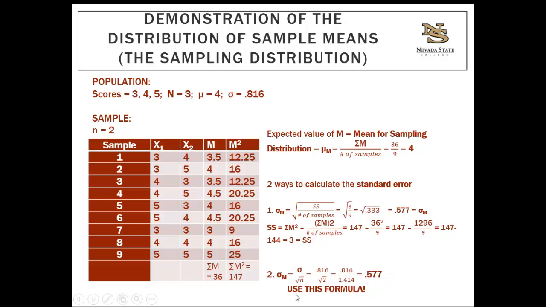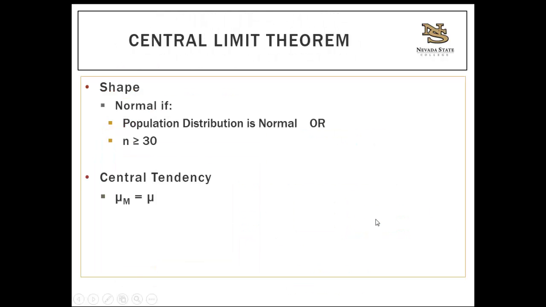See the big all caps, use this formula? There it is. So these calculations look kind of scary, but just to keep it simple, the mean for the sampling distribution is always equal to the population mean, and the standard error is equal to the standard deviation for the population divided by the square root of the sample size. Much simpler than doing all this here. But it's important for you to understand where those numbers are coming from.